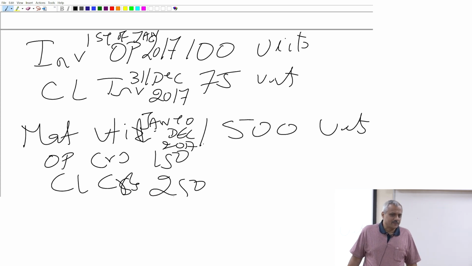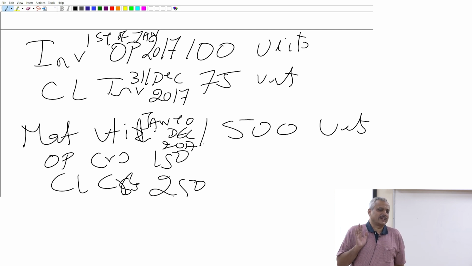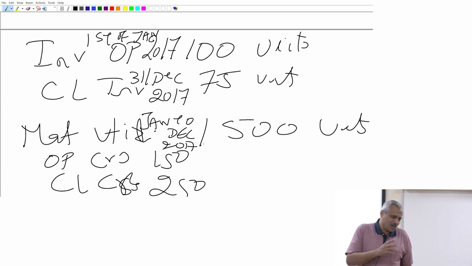Now dates are clear. How much have you utilized during the year January to December 2017? 1500 units. Ideally you should have bought those units. But on 1st of January 2017, how many units were there in your godown? 100. That means how many units you would have bought? You should have ideally bought 1400.